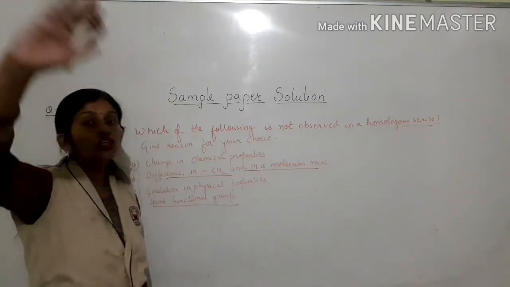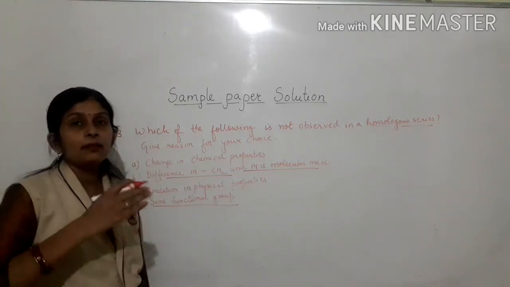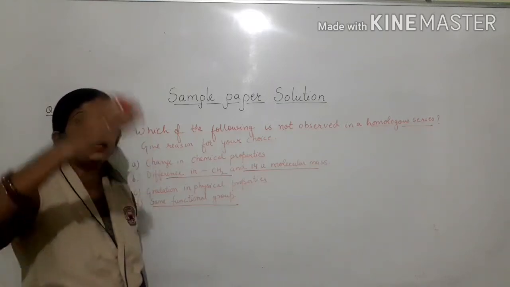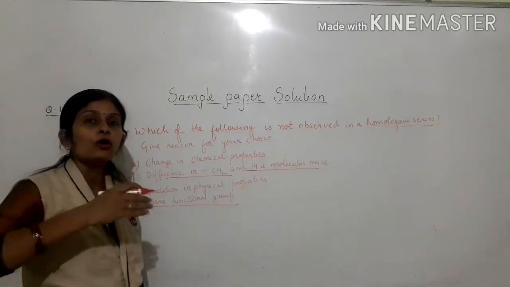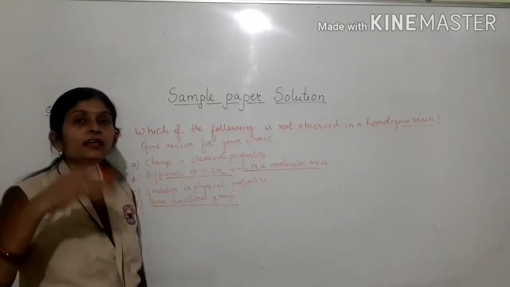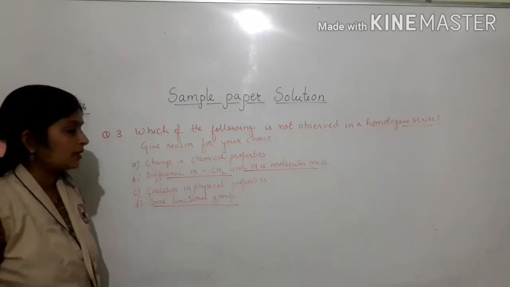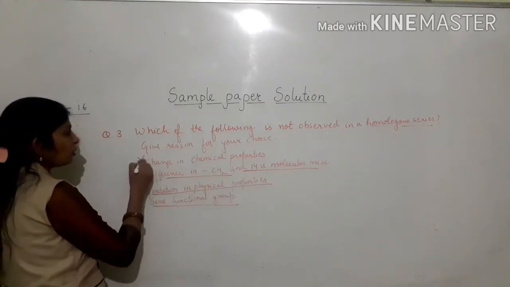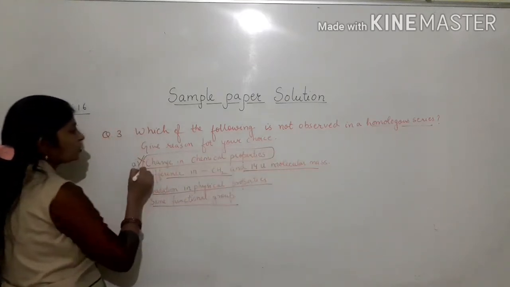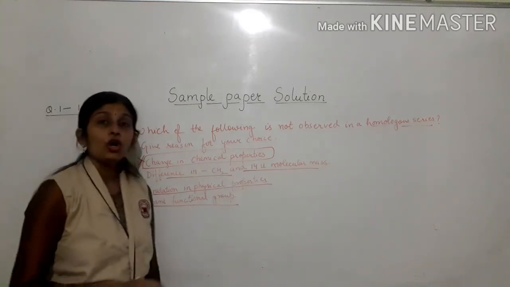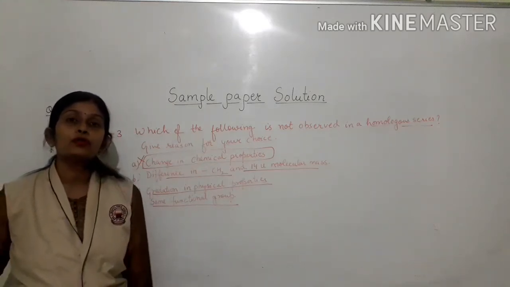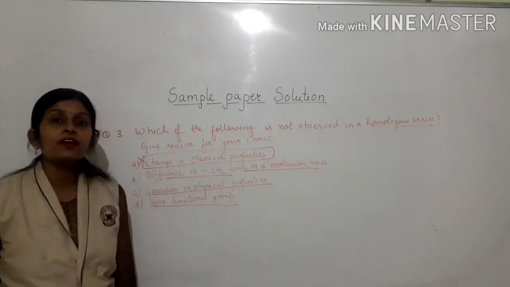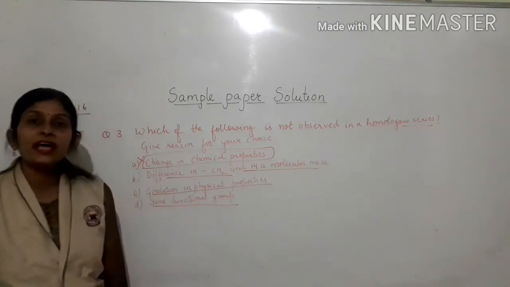So there is gradation in physical properties. As the molecular mass increases, there is gradation in the physical properties like melting point, solubility. It also keeps on increasing with the increasing molecular mass. So gradation in physical properties is also observed. What is not observed? That is change in chemical properties, because all the organic compounds of a homologous series are belonging to same functional group, are belonging to same class.